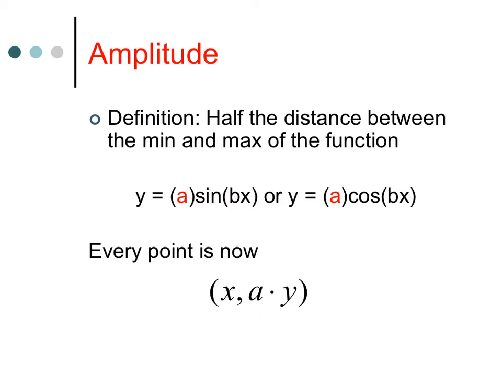And it's important to note here too that when you identify the actual amplitude, since it is half of the distance between the min and the max, we're talking about distances here, so the actual amplitude is a positive value. But when we're using it to generate our new points, we want to take the actual number that's in front of the function to multiply by our y value. Let's look at a couple of examples.